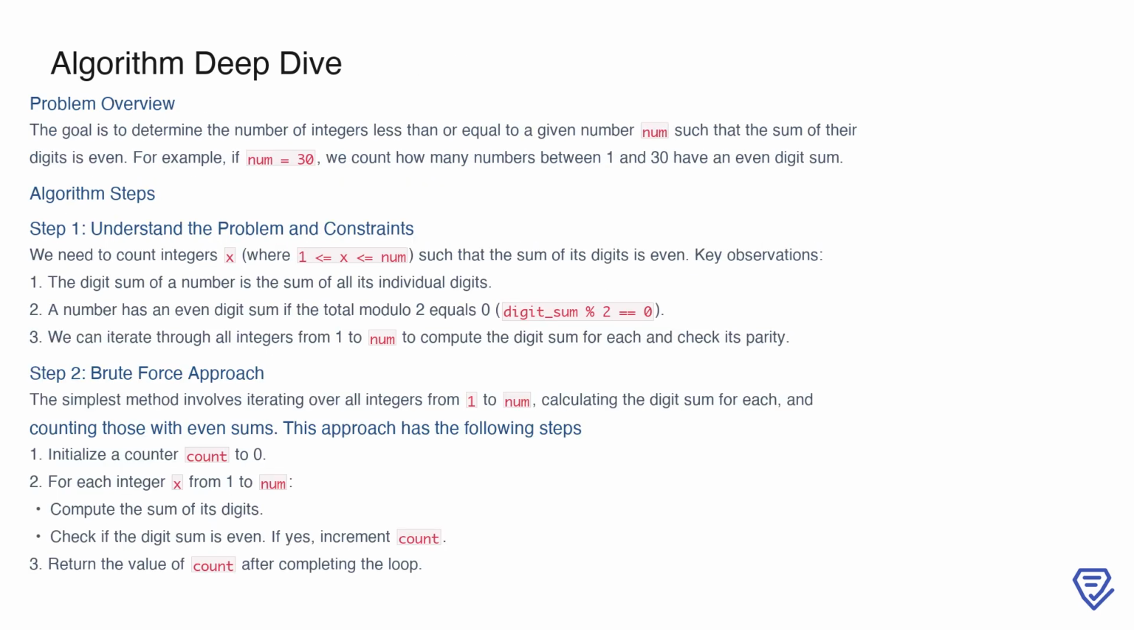To solve this problem, we need to count how many integers from 1 up to a given number have a digit sum that is even. For instance, if number is 30, we need to identify how many numbers between 1 and 30 meet this condition.